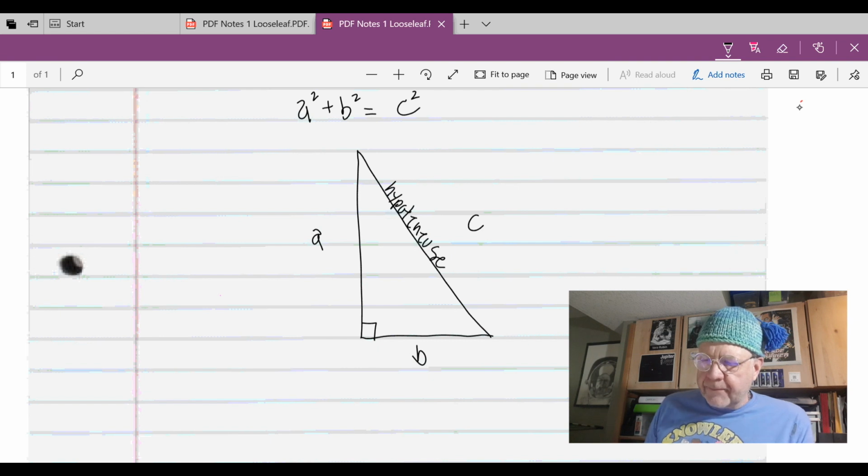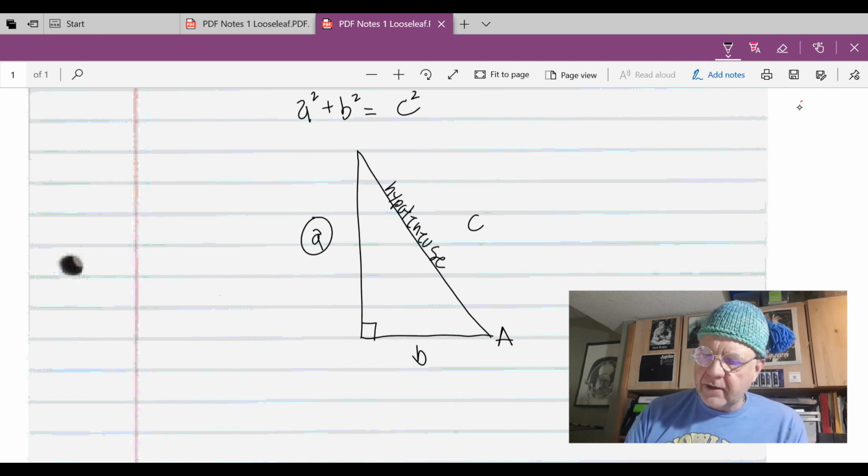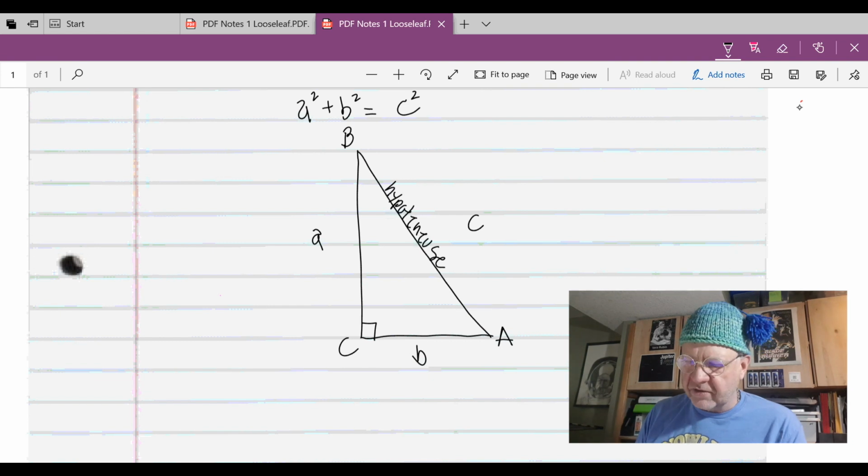And finally, we labeled the corners or the angles of the triangle by the sides. So if this is side a, we labeled the angle opposite side a, angle A, and we used the capital letter to denote that. Similarly, capital B is that angle there, and capital C, by convention, was the right angle, that 90-degree angle.